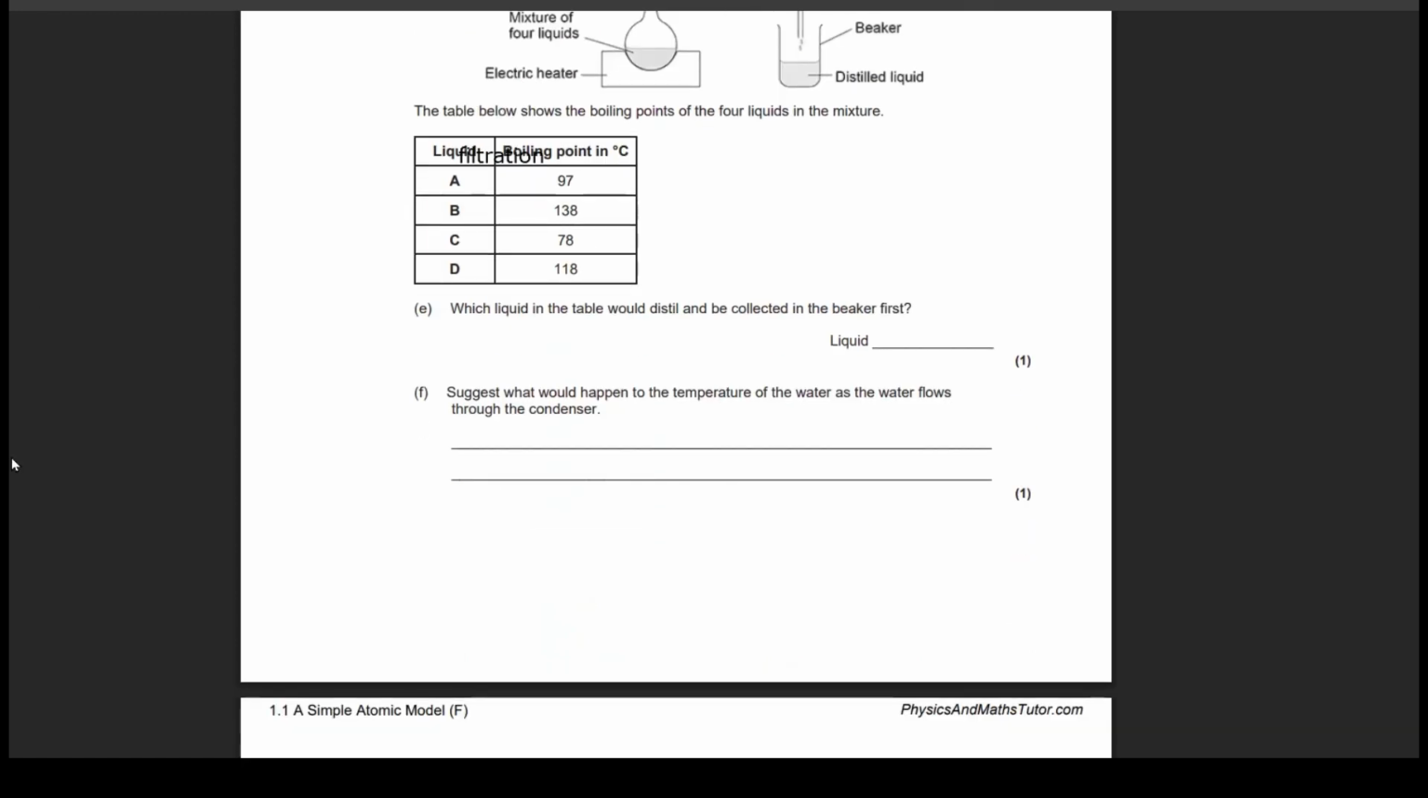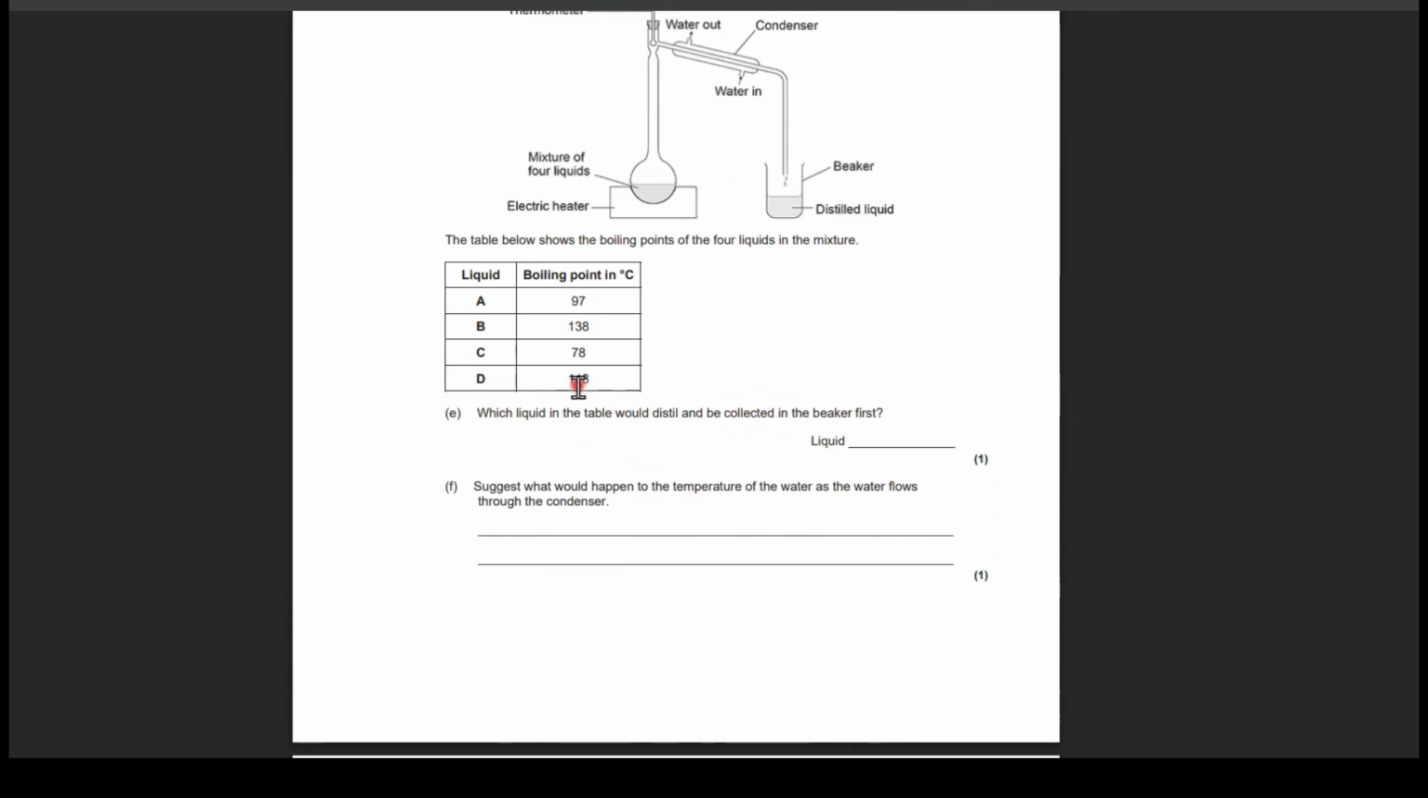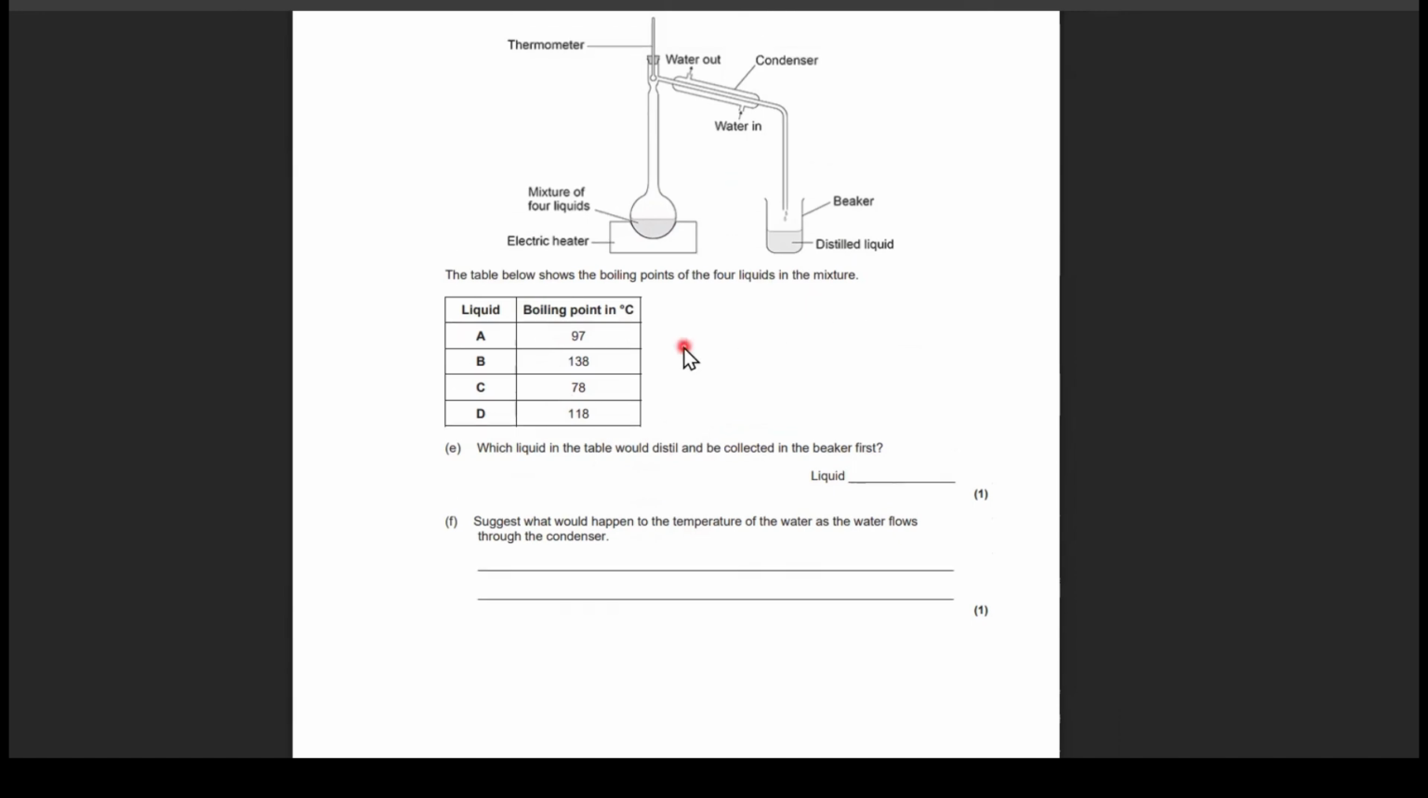So we have a question here. Which liquid in the table would distill and be collected into the beaker first? So which one will turn back into a liquid first? We boil them all and we evaporate them all. Which one is actually going to turn back into a liquid first? Think about it. If we heat them up really high, say to 150, then it starts cooling. It's actually the one with the lowest boiling point that is going to condense the fastest. So the one with the smallest boiling point is going to condense the fastest.